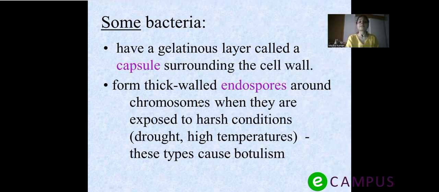When they are exposed to harsh conditions like drought or high temperature, this type, called botulism, produces an endospore to protect the microbes, to protect the cells.